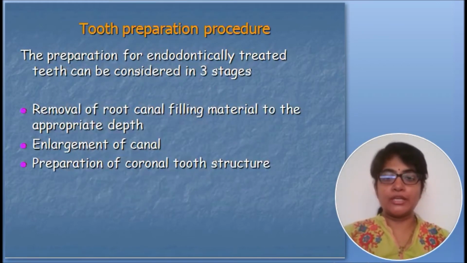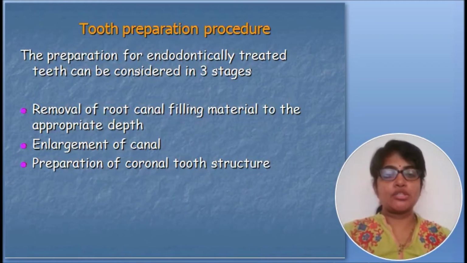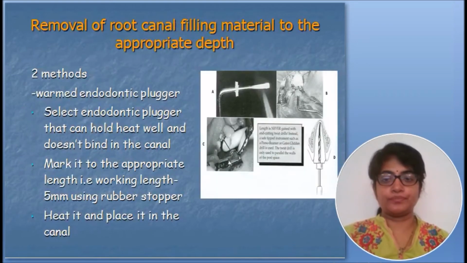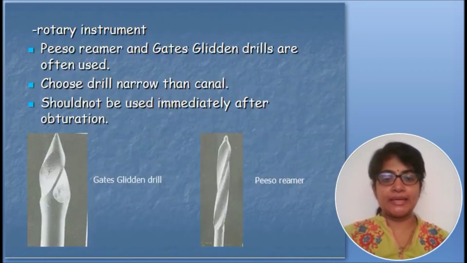Now coming to the tooth preparation procedure, the preparation of an endodontically treated tooth can be considered in three stages. First is removal of root canal filling material to the appropriate depth. Second is enlargement of the canal, and third is preparation of the coronal tooth structure. Removal of the root canal filling material to adequate depth is carried out by two methods. First is the warmed endodontic plugger. Select the endodontic plugger that can hold heat well and does not bind in the canal. Make it to the appropriate length, that is the working length, using a 5 mm stopper. Heat it and place it in the canal.